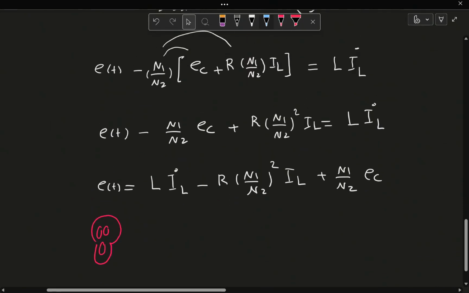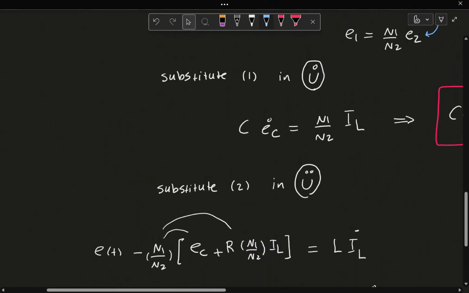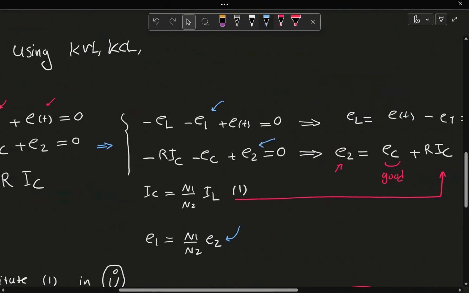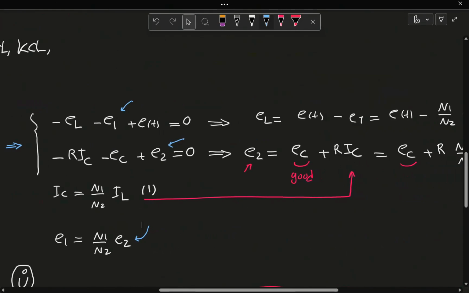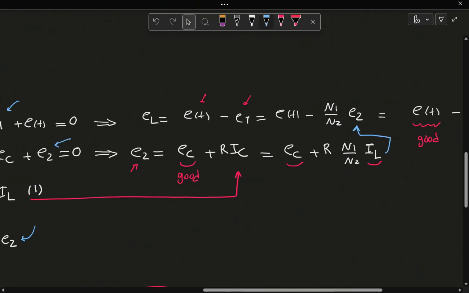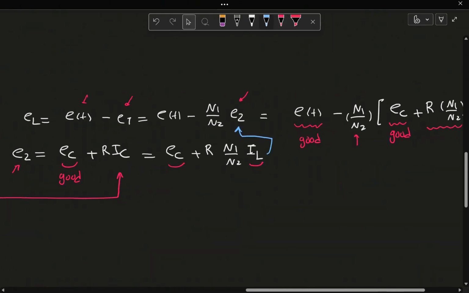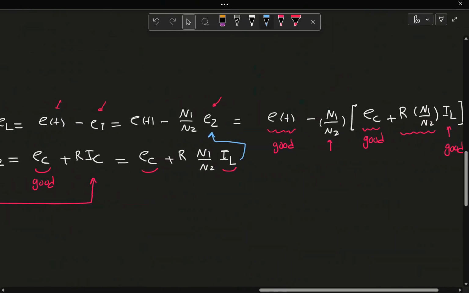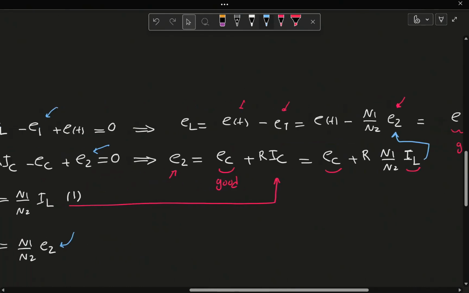So let's see, where did I make a mistake? Well, let's go to my KVLs first. For the KVL, I have negative E_L, negative E1 plus E_T equal to 0. Okay, then here it is fine. From here to here, it seems to be okay, and the rest seems to be okay. The only part that I might have made a mistake is E2. So let's look at E2.